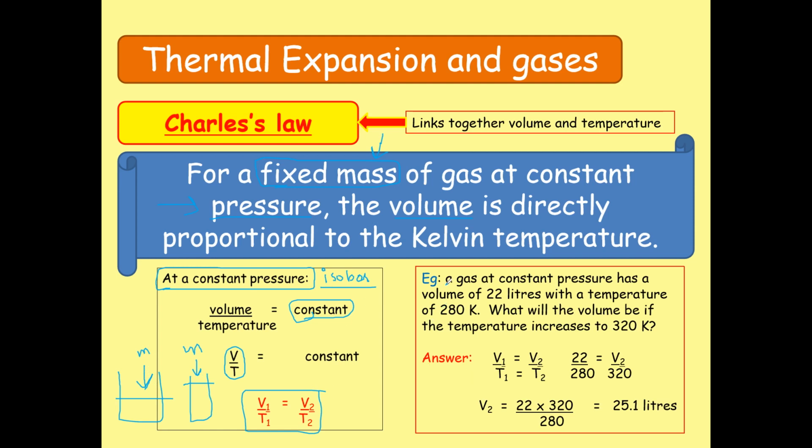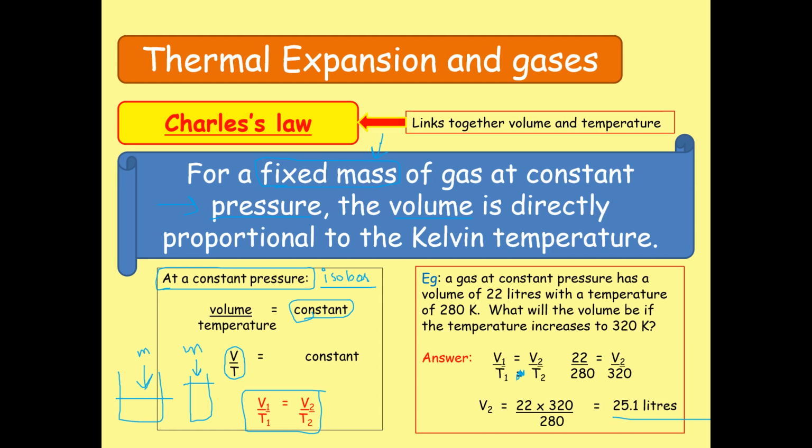So let's look into an example. A gas at a constant pressure has a volume of 22 liters with a temperature of 280 Kelvin. What will the volume be if the temperature increases to 320 Kelvin? So again, V1/T1 should be equal to V2/T2. This should be represented as 22 over 280 equals V2 over 320.